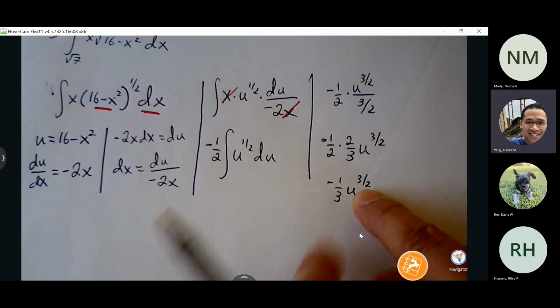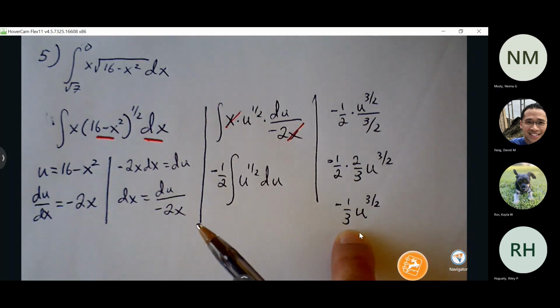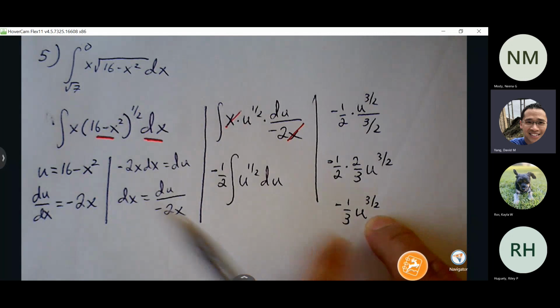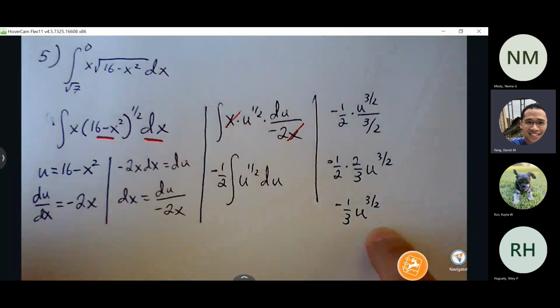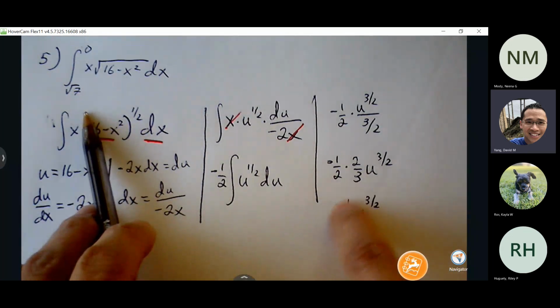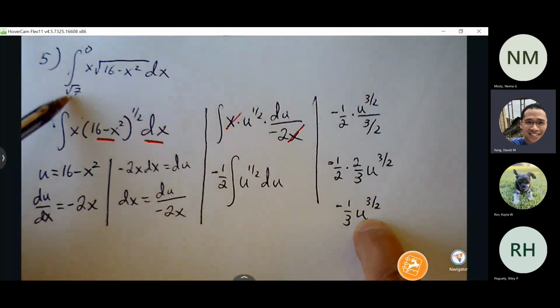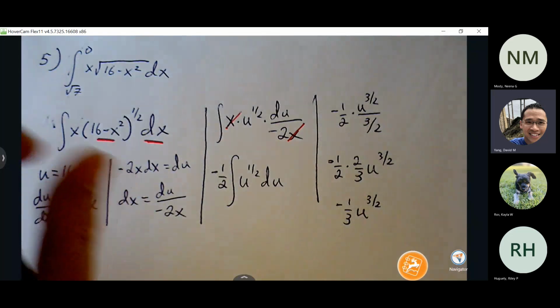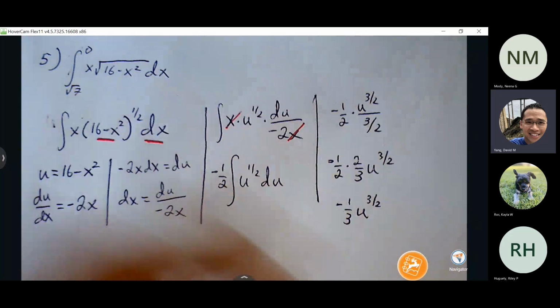So now that I'm at this point, I have 2 ways I can go about this. I know I have to involve the bounds, but I don't want to involve the bounds at this point because this is in terms of u, but these bounds are in terms of what? In terms of x, right? So there's a mismatch of variables, and we don't want to go through that way.